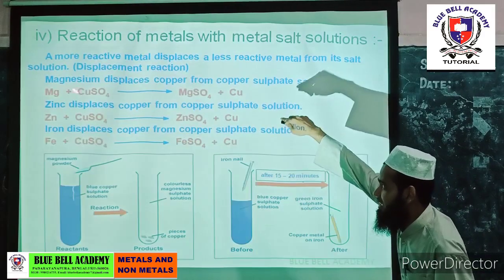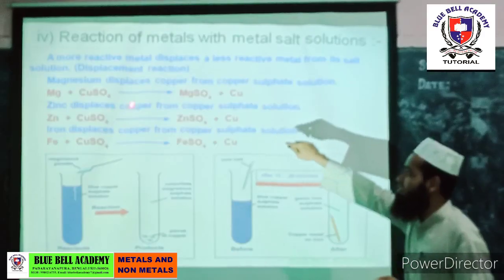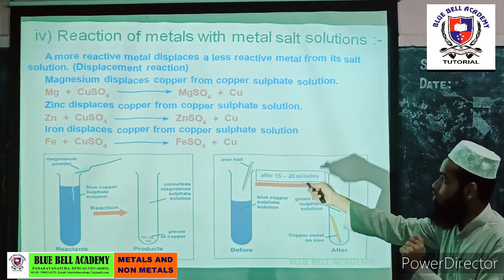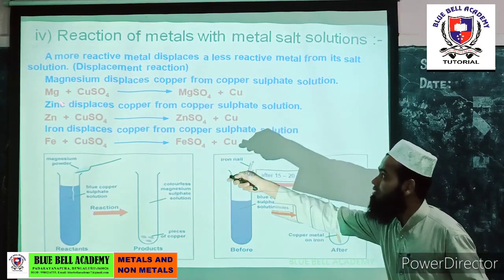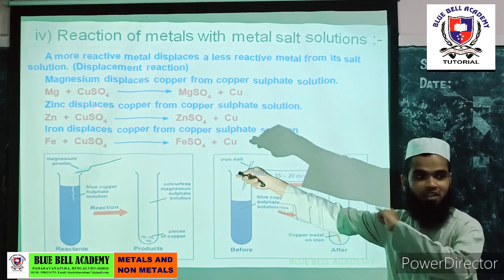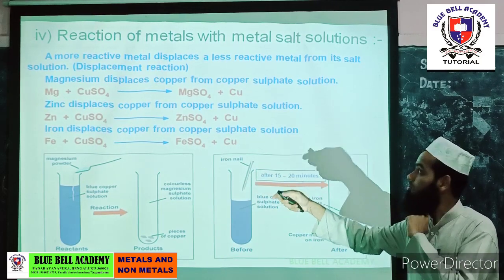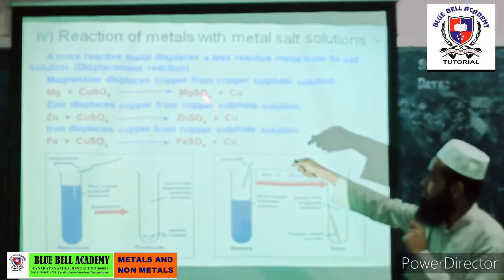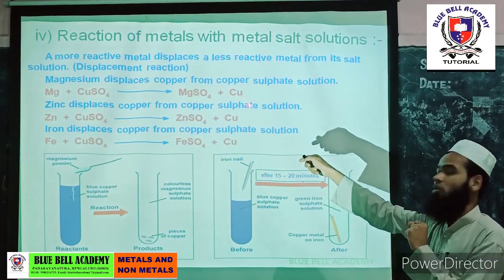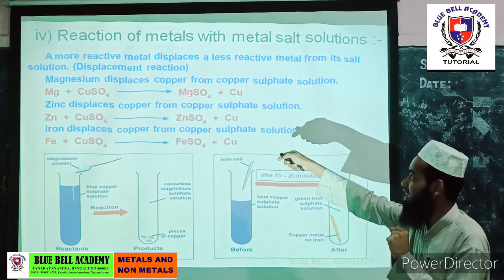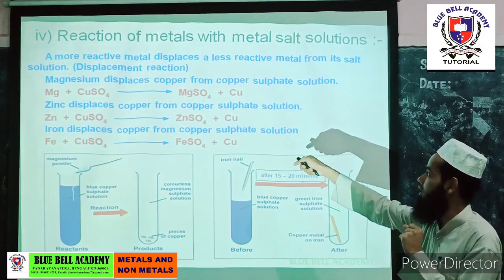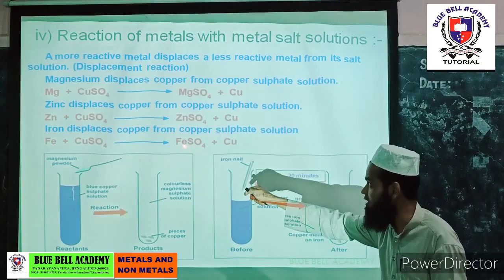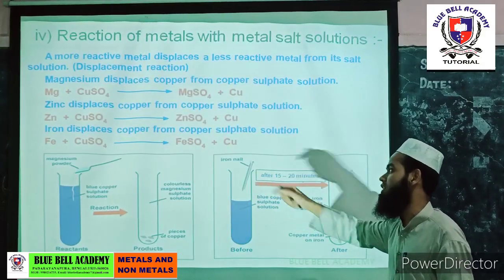In these three reactions, if you observe, which is the most reactive and which is the less reactive? The metal is the more reactive one, and it replaces the copper in the metallic salt solution. Here magnesium is more reactive than copper. In the second equation, zinc is more reactive than copper. In the third equation, iron is more reactive than copper.